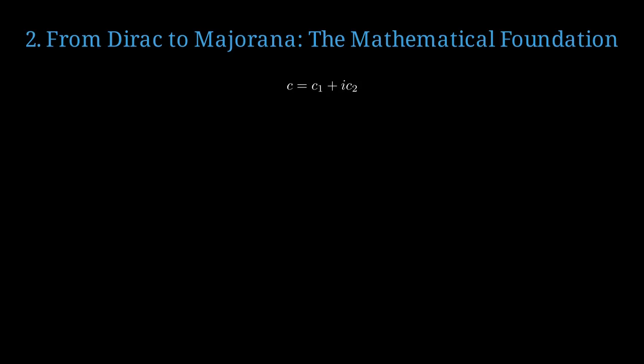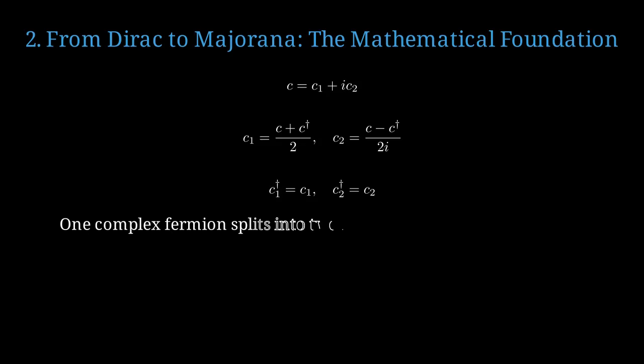A complex fermion operator C can be decomposed into two real components. C equals C1 plus i times C2. We can explicitly write C1 as (C plus C dagger) over 2 and C2 as (C minus C dagger) over 2i. These are our Majorana operators. Each Majorana operator is Hermitian. C1 dagger equals C1 and C2 dagger equals C2. They are their own conjugates. This decomposition shows that one complex fermion is equivalent to two Majorana fermions. This is the key to understanding half-fermions.